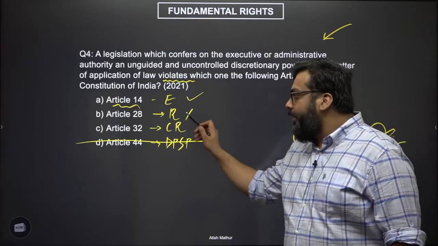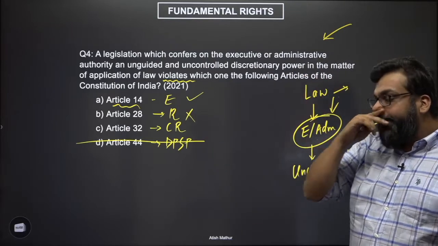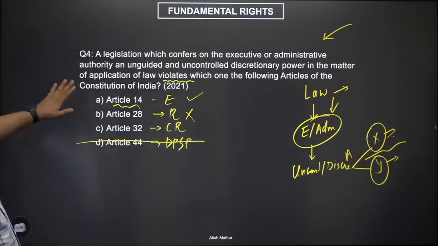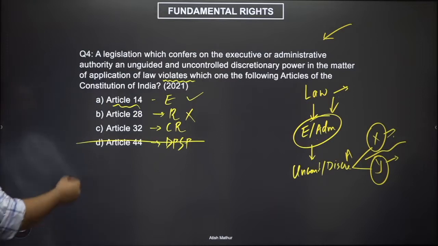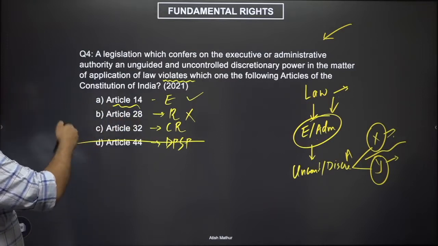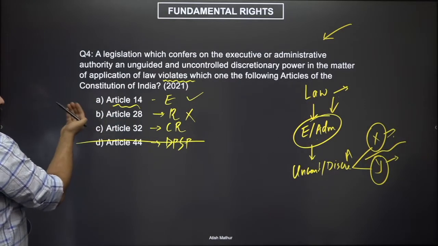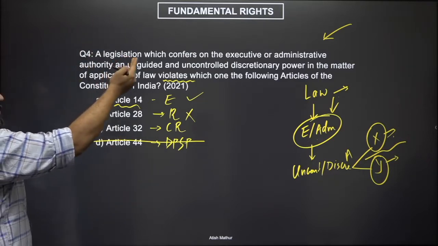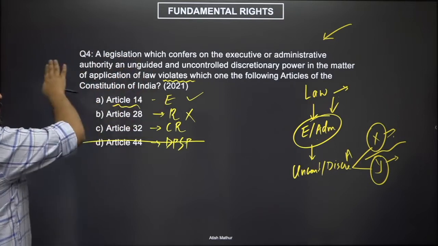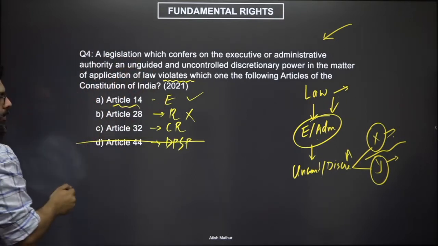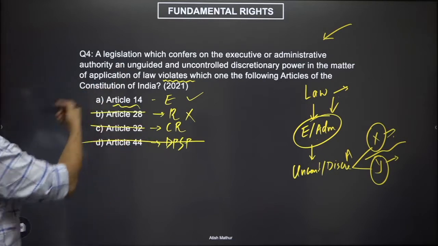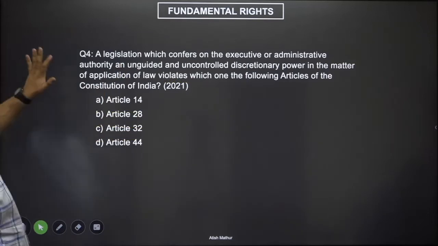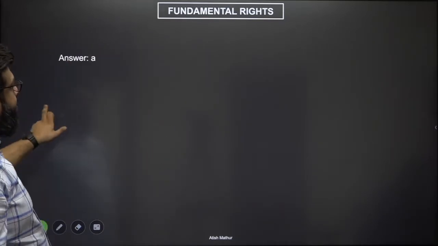This is definitely not the answer because it has nothing to do with religion. A lot of people thought Article 32 should be the answer, but nowhere does the question say it is restricting the powers of the people to go to court. Article 32 is a guarantee for the people to go to court, to go to the Supreme Court. Nowhere do you find the word Supreme Court mentioned here. So this is not the answer. The answer is A, Article 14. Okay? A simple simplification technique.